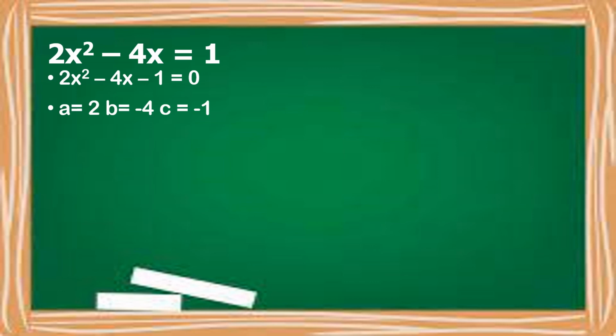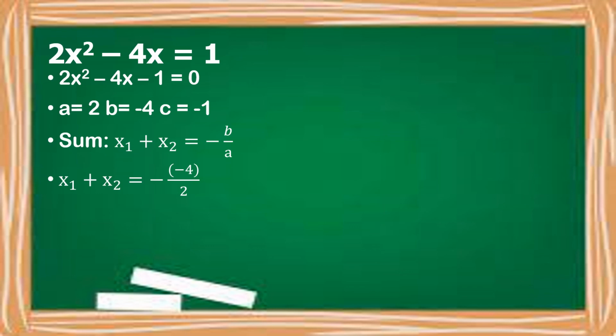Let us solve for the sum of the roots. Write the formula. We have x sub 1 plus x sub 2 is equal to negative b over a. Let's now substitute the values. B is equal to negative 4. A is equal to 2. Therefore, we have negative of negative 4 over 2. Negative of negative 4 over 2 is equal to 4 over 2 because negative times negative 4 is a positive 4. So we have 4 over 2, and 4 divided by 2 is equal to 2. So it means that the sum of the roots is 2.